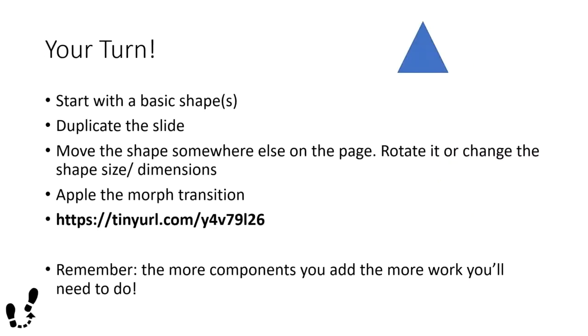All right, so let's go ahead and add in some of this. So it's your turn. We're going to start with a very basic shape. We're just going to start with a triangle or a square or something. So you create that shape. Then you're going to duplicate the slide with that shape on it. And then in that second slide, move that shape anywhere else on the page. You can rotate it. You can change the size or the dimensions. And that's going to allow you afterwards to apply the morph transition.